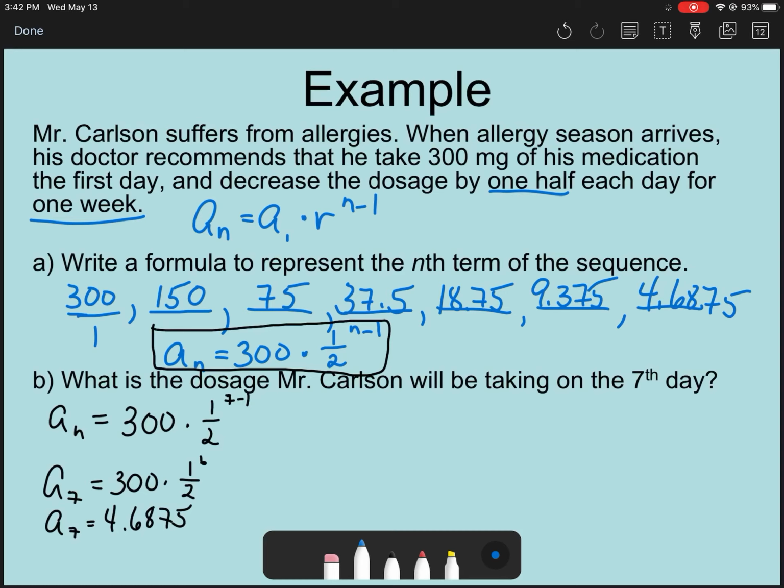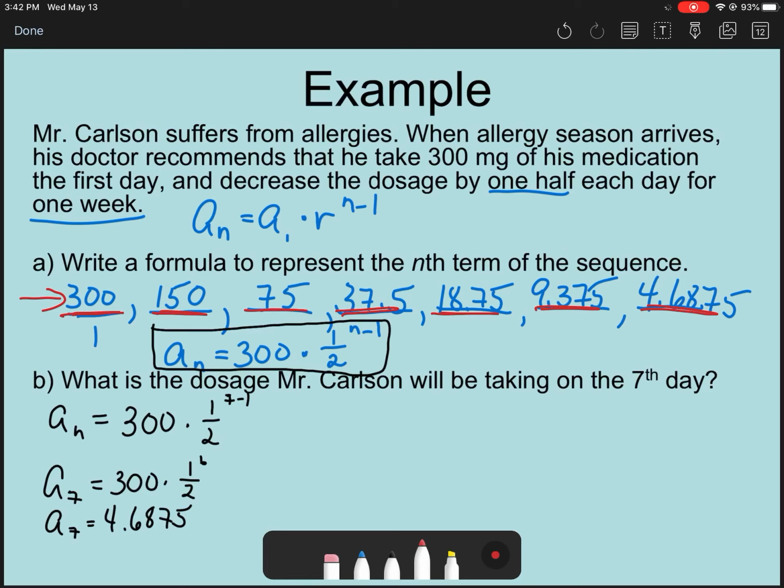All right. Next one here. Mr. Carlson suffers from allergies. When allergy season arrives, his doctor recommends that he take 300 milligrams of his medication the first day and decrease the dosage by 1/2 each day for 1 week. Write a formula to represent the nth term of the sequence. Okay, what I did here initially, I wrote out all of the 7 terms. So the first one we're starting with, he starts day 1, 300 milligrams of his medication. And if it's decreasing by 1/2 each day, this is what we wind up with for each day, down to the 7th day, okay?